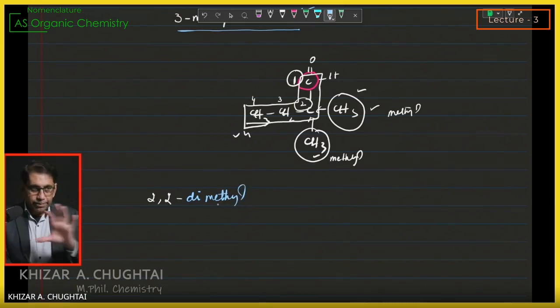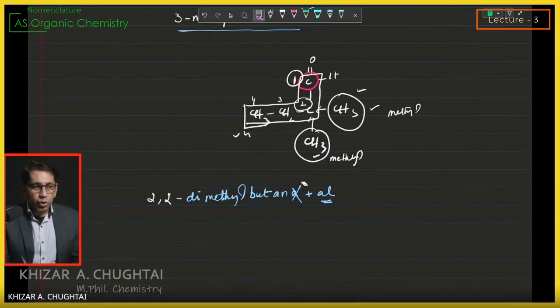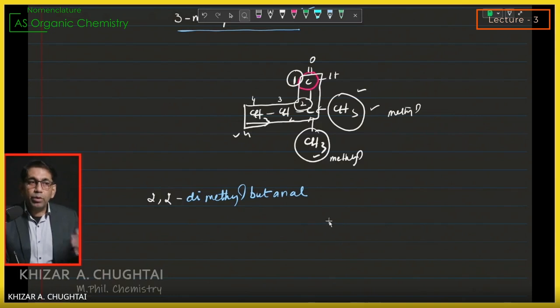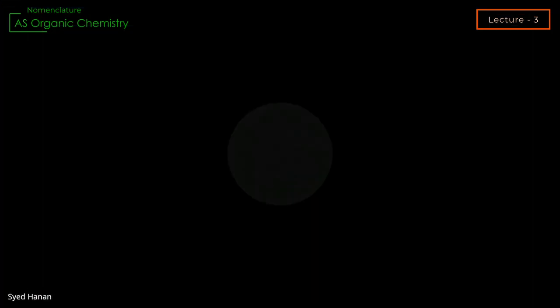That is all about the branch section. Now it's time to write the name of the longest chain. How many carbons are in the longest chain? 4. I'm going to write but. So 2,2-dimethyl but. Here all carbon-carbon bonds are single, so I add "an", and I'm going to add "al" because of the aldehyde, and I'm going to remove this E, as the vowel word is going to be added. So its name will be 2,2-dimethylbutanal. This is the way to give the name of any aldehyde compound.